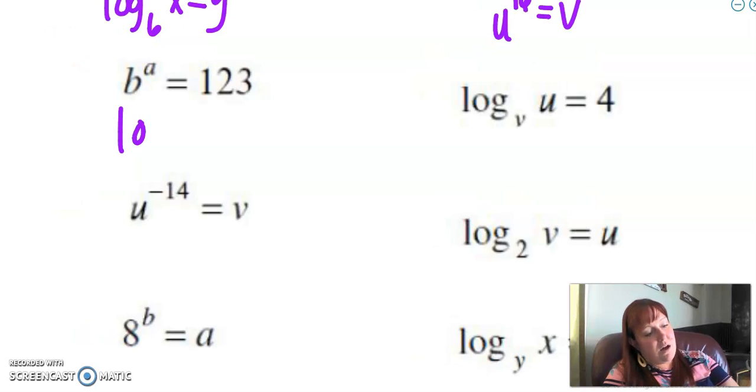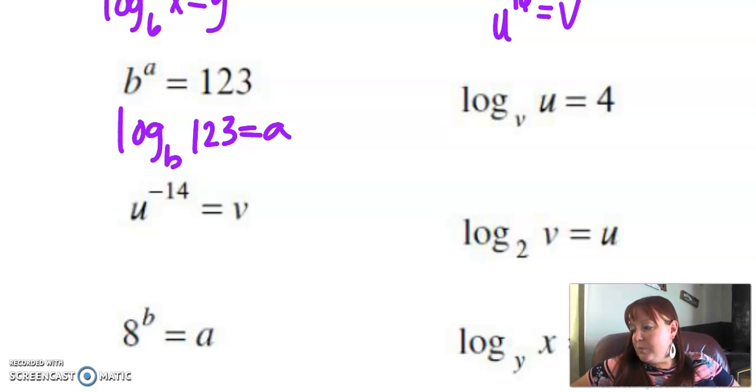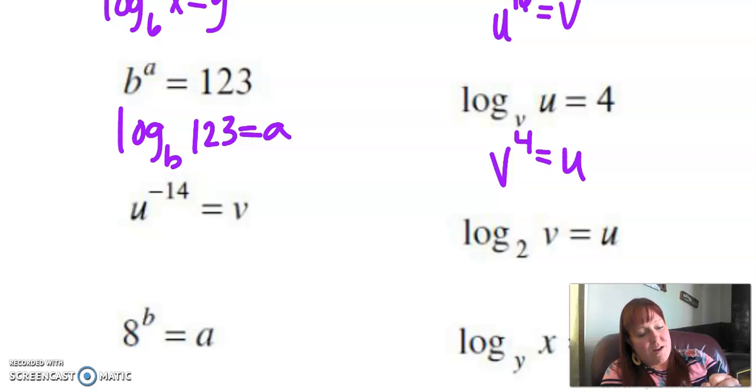This is going to be log base b of 123 equals a. Whoops! Forgot to turn that one on silent. All right, base is v, exponent is 4, argument is u.